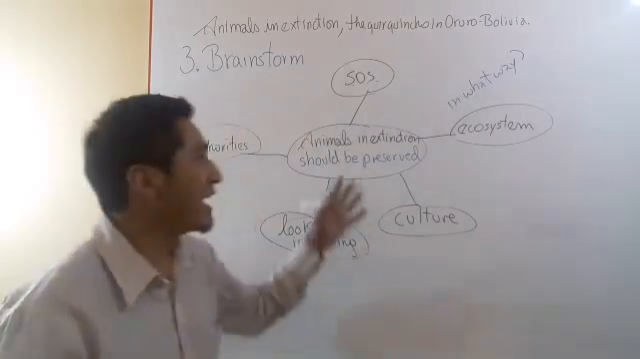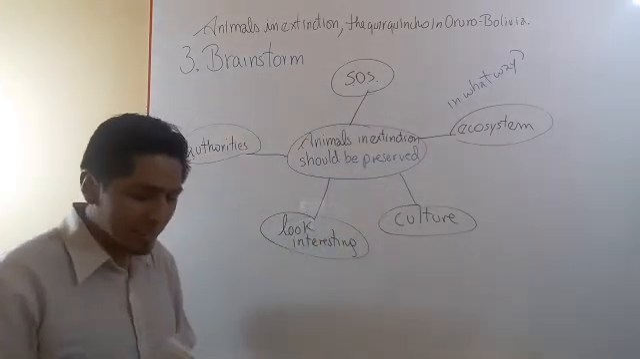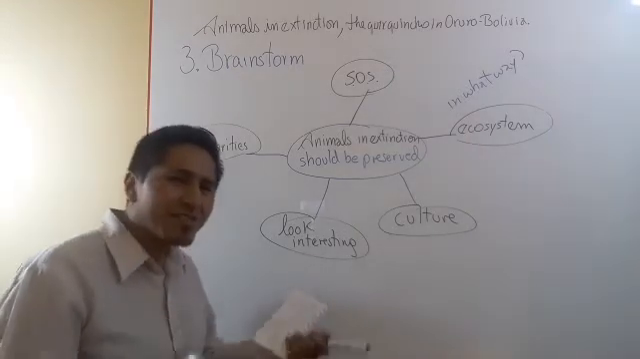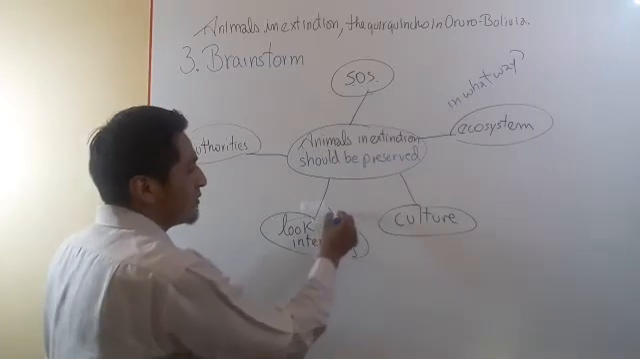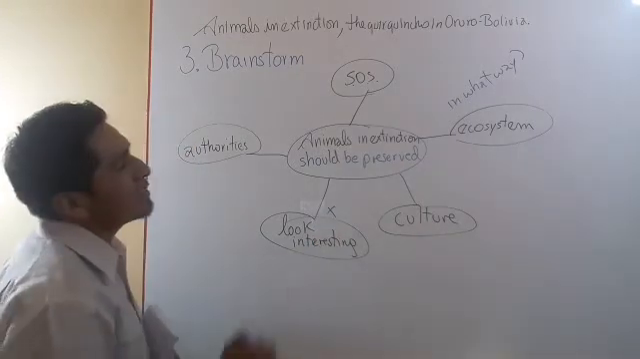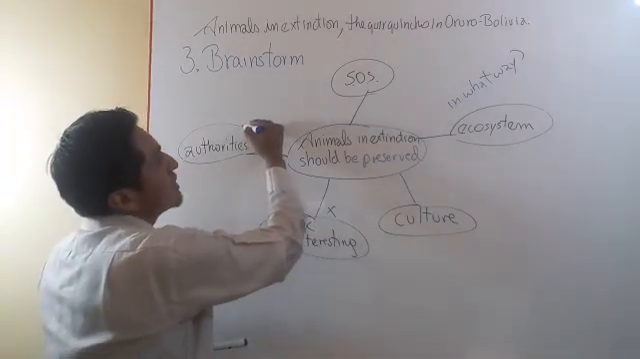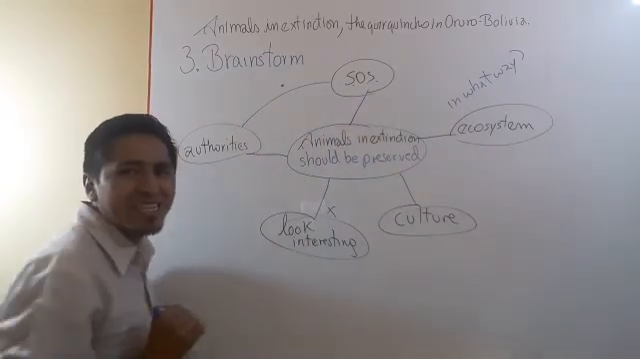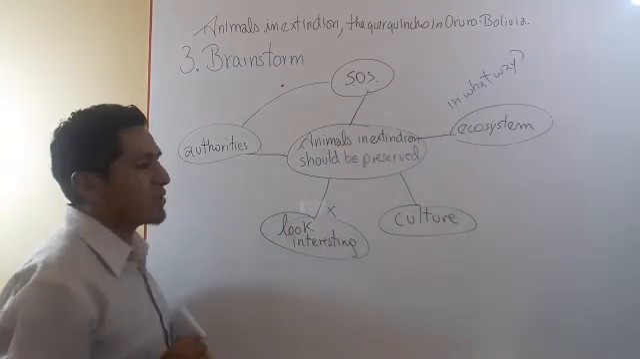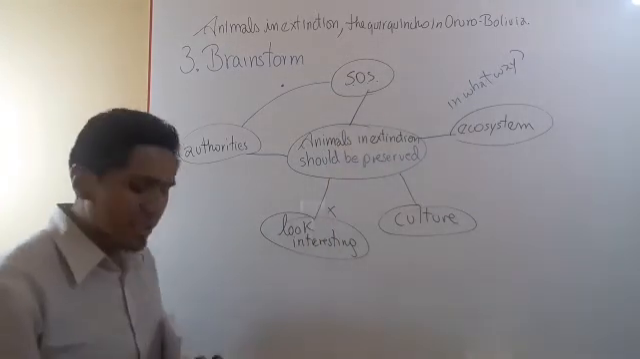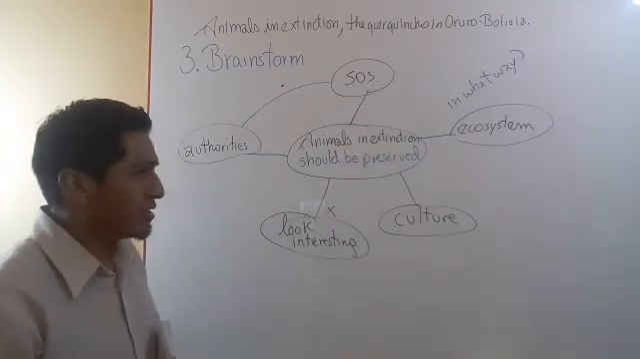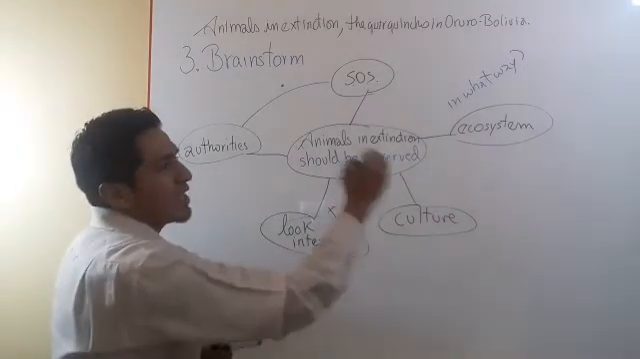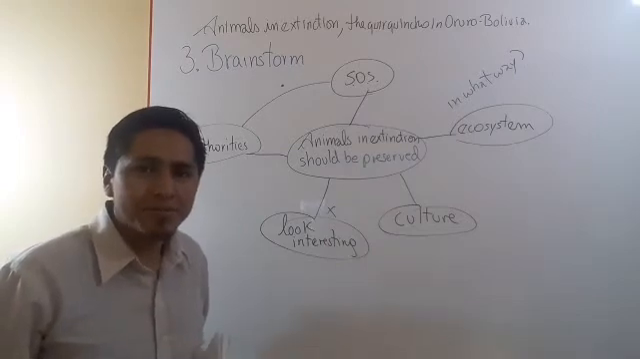I need three, and here I have five, so I need to eliminate two. This "look interesting" is not going to help me so much, so I will eliminate this. And I can mix authorities with the source, so this could be one point. Is that fine? Ecosystem could be just one independent point, and the culture can be another independent point. And I have to choose the three of them in order of relevance.